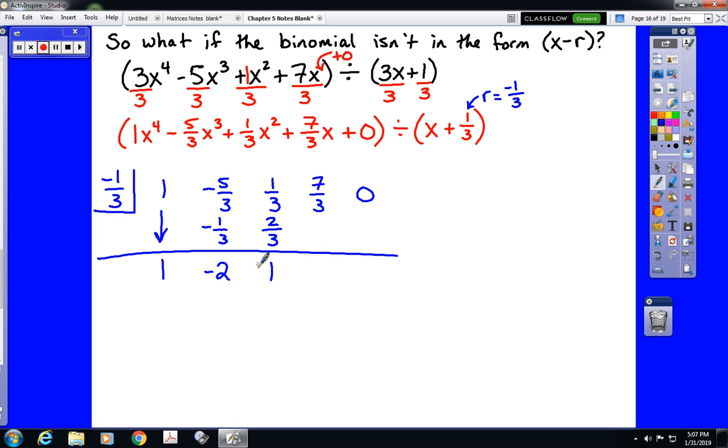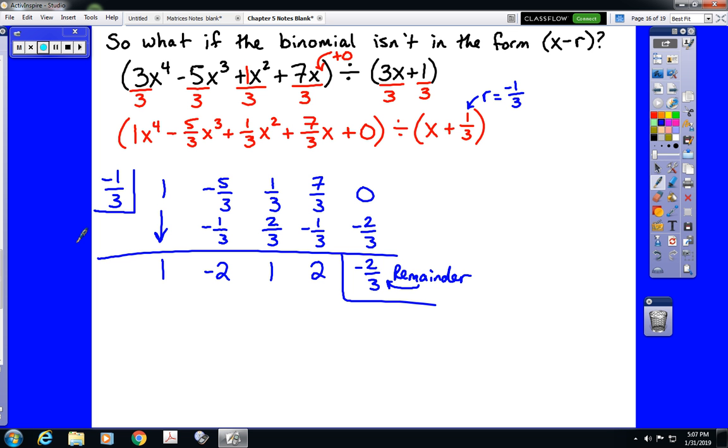Negative 1/3 times 1 is negative 1/3. Add down, that would be 6/3, or positive 2. And 2 times negative 1/3 is negative 2/3, which means when I add down, I have a remainder of negative 2/3. So in a way, it wasn't that bad. The fractions actually kind of eliminated themselves other than the remainder. So we do have to talk about how to deal with the remainder.